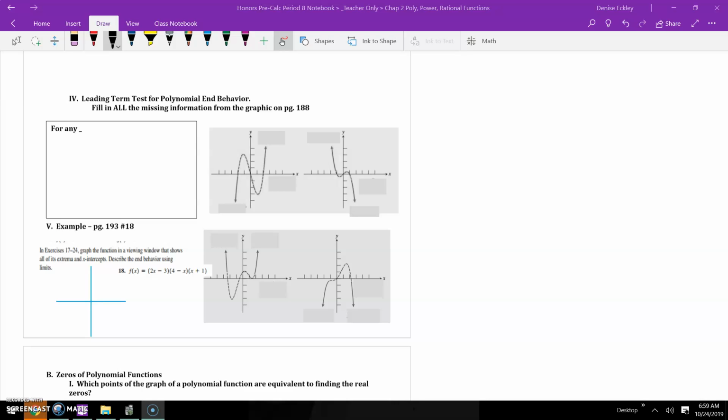Page 193, number 18. The directions say to graph the function in a viewing window that shows all of its extrema and x-intercepts. Describe the end behavior using limits. Okay, so I didn't give you a lot of space for this one. I apologize for that. But here we have a polynomial, and the best thing to do is to put it in your graphing calculator and see what window works best.